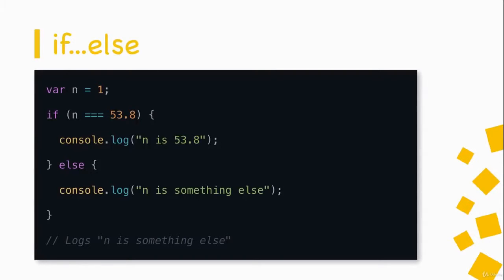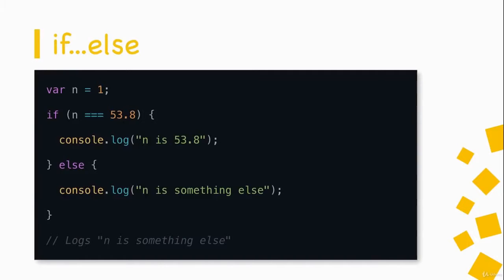So how does this work? Well, variable n is actually equal to 1 because we've assigned the value 1 to variable n. Then we're defining the if block. Inside the if block, we're saying that n is strictly equal to 53.8. We're using the triple equal sign, which means strictly equal, which means the value must be the same and the data type must be the same as well. So although the data type is the same in this case, both are numbers, the values are different. n is 1, and on the other side we have 53.8. So the condition in this case returns false, and that's why the code inside the if block doesn't run.